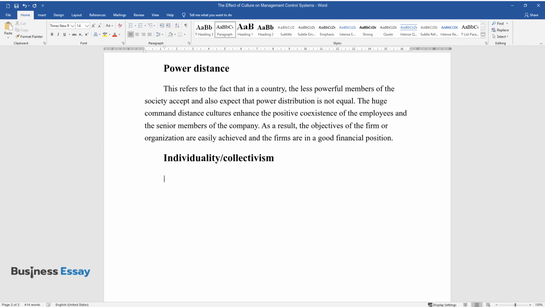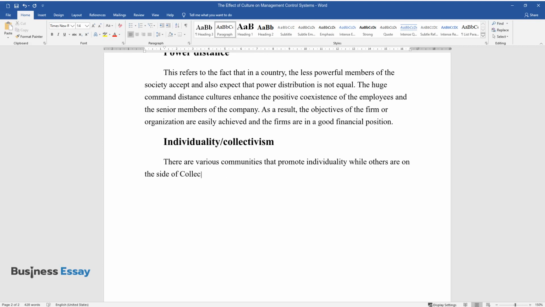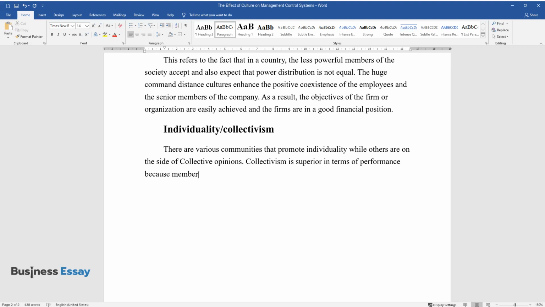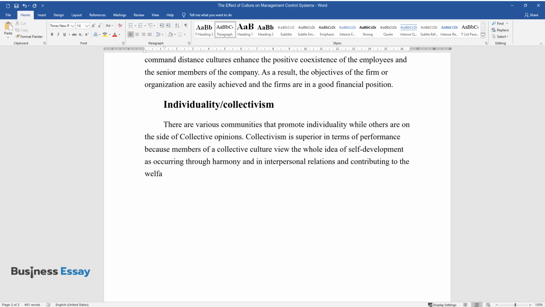Individuality/collectivism. There are various communities that promote individuality while others are on the side of collective opinions. Collectivism is superior in terms of performance because members of a collective culture view the whole idea of self-development as occurring through harmony and in interpersonal relations and contributing to the welfare of every other group member. Thus, teamwork is highly productive.